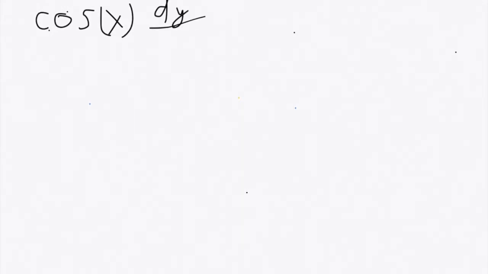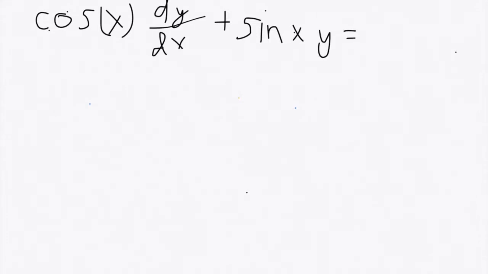Alright, so our question, which we should do, is cosine of x times dy over dx plus sine of x times y is equal to, let's just do 1 for now. So how would we do this? How would we start? Our first step is to get this dy over dx on its own. So we're going to divide everything by cosine of x to get dy over dx.